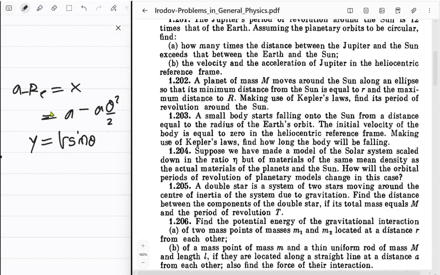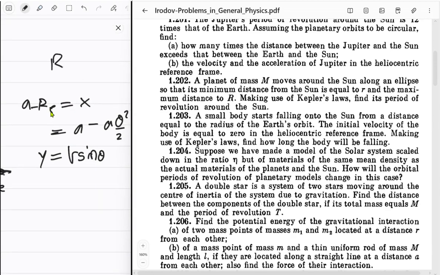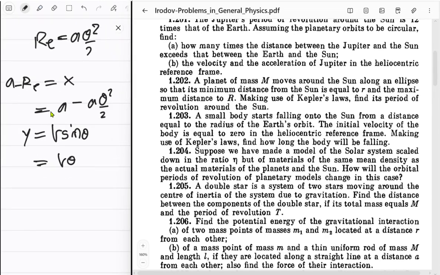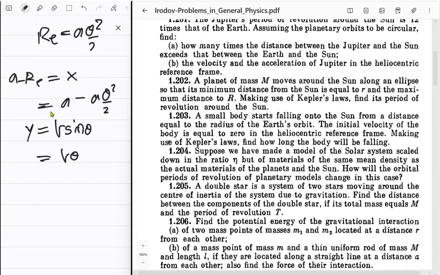So what do you get? You just get R_E is equal to A theta square upon 2. And then this whole thing just turns out to be like B times theta. So what is theta, by the way? Theta is just the square root of 2R_E upon A. So it's just equal to, yeah, okay, you got the thing.